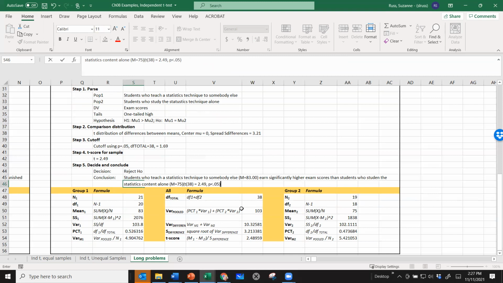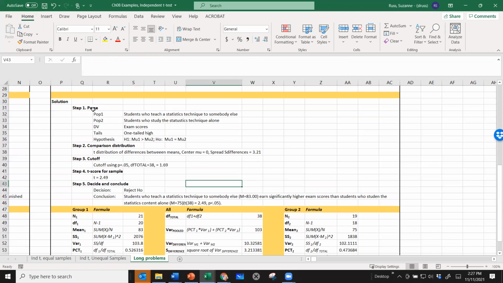There's less than a 5% chance that this has come up purely at random. And that is the end of our problem. I hope you found it helpful.